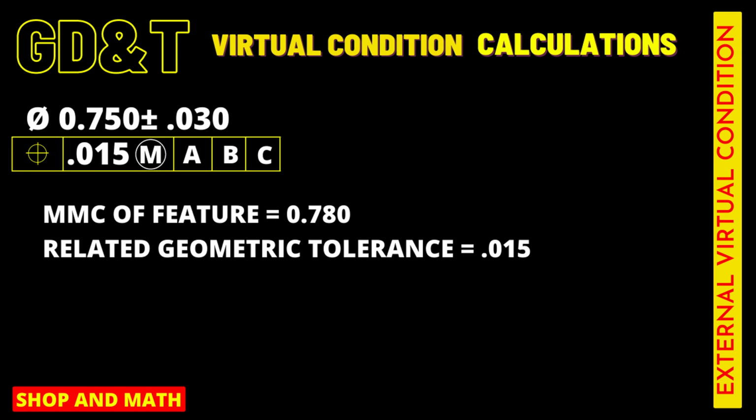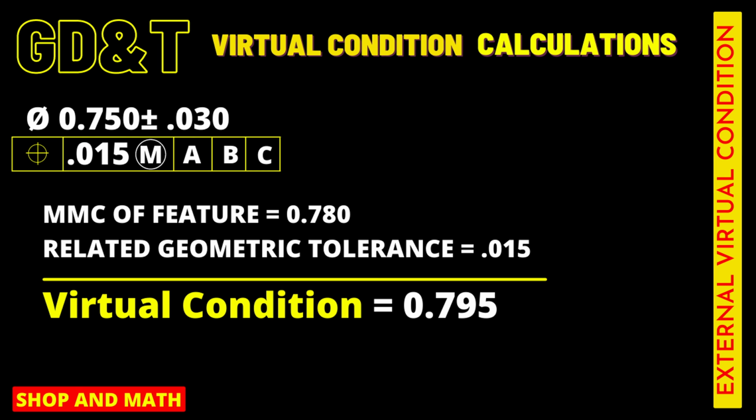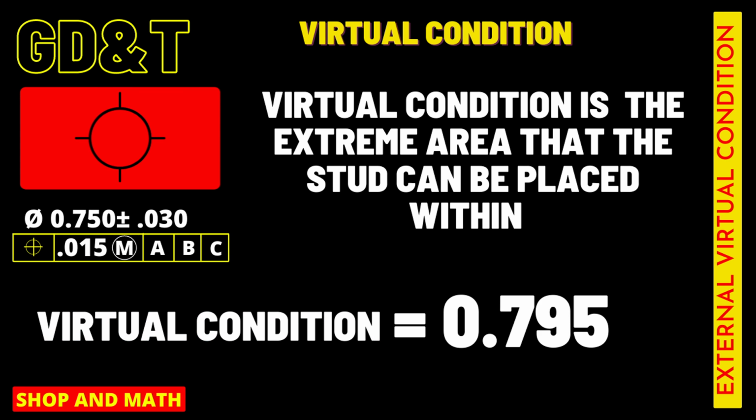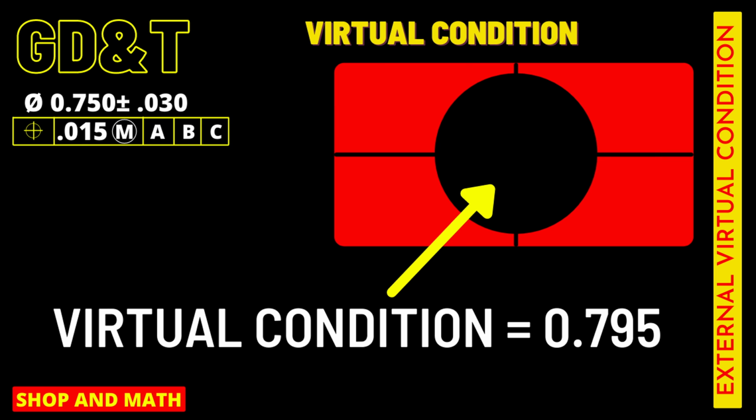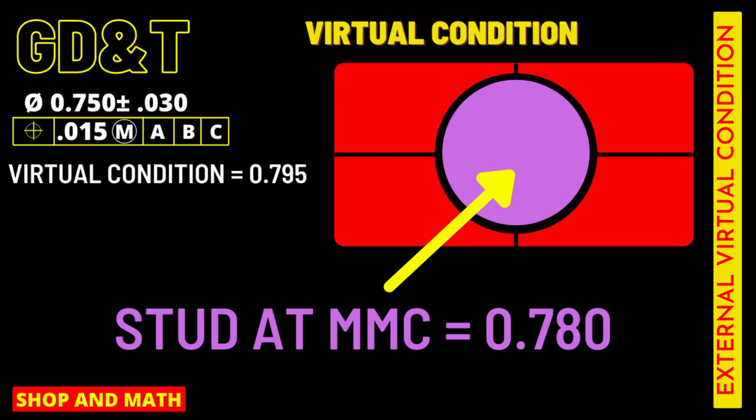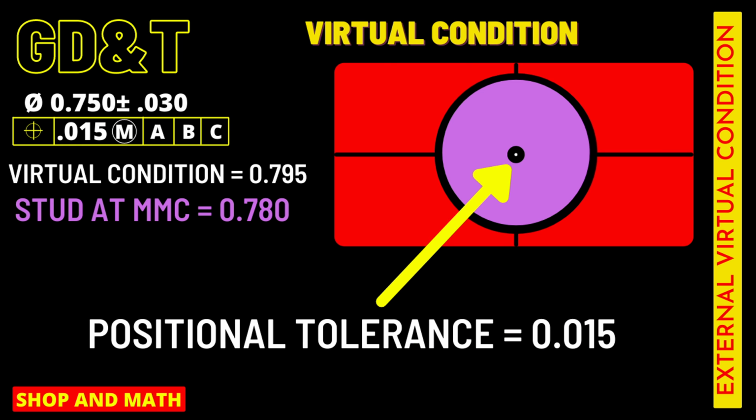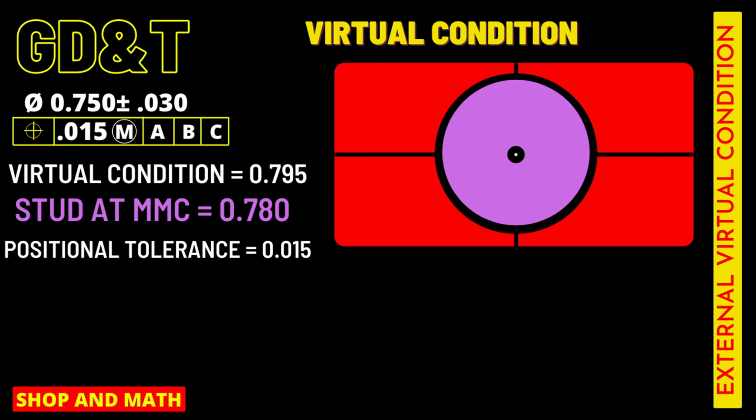Let's calculate our virtual condition. So we have 0.78 plus 0.015. Therefore, our virtual condition is 0.795. In this example, we're going to draw the virtual condition first. Then we're going to place the stud. Our stud is drawn in at maximum material condition, which is 0.78 in purple. Our positional tolerance is drawn in black at 0.015. The white dot drawn in the center represents the theoretical center of the part. At maximum material condition, the stud can be out of center by 0.015 in any direction.